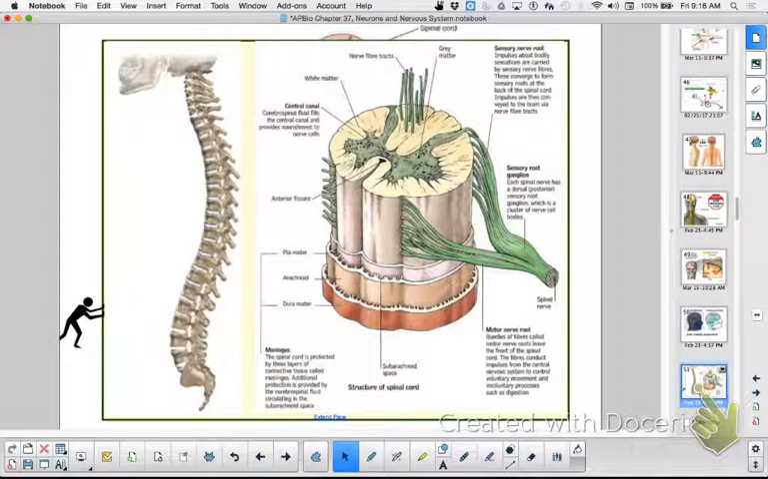And we have 31 pairs of nerves that go into your spinal cord. They are all mixed nerves. They have sensory fibers and motor fibers. So this is a two-way street right here. But it splits right here, and the sensory neurons are going in the back, synapsing with interneurons, and motor fibers are coming out the front.